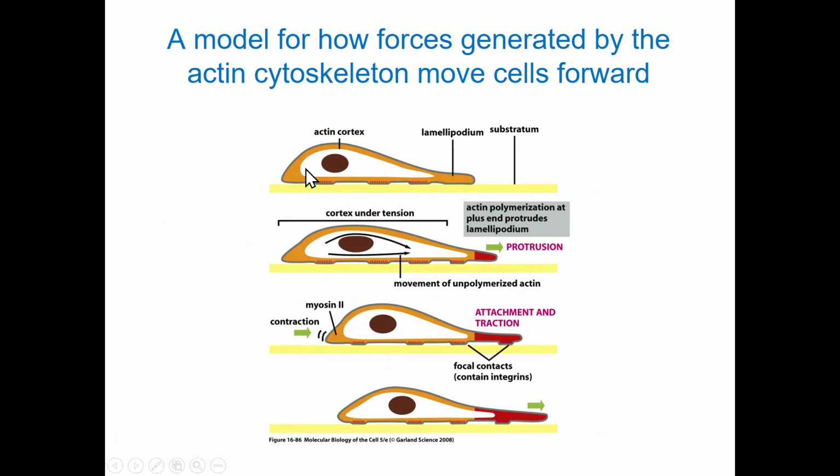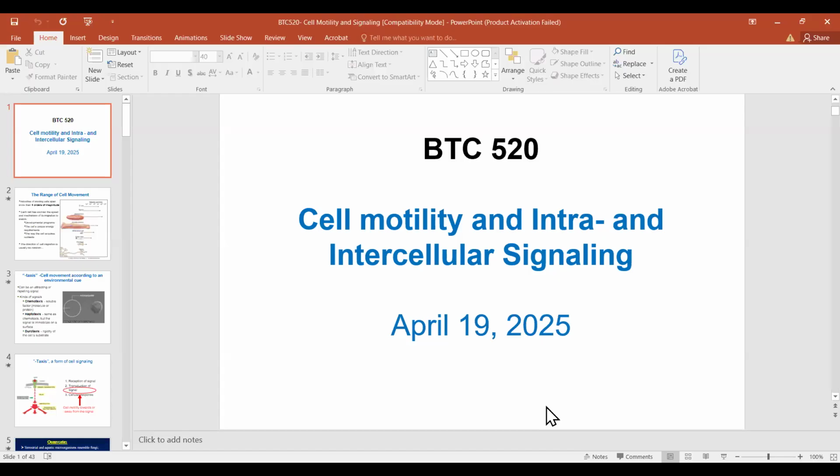This is the protrusion, and here you see the adhesive. And here myosin 2 contracts the cell to move forward, and gradually it moves very slowly. And I showed you before, the speed of the movement depends on the purpose.